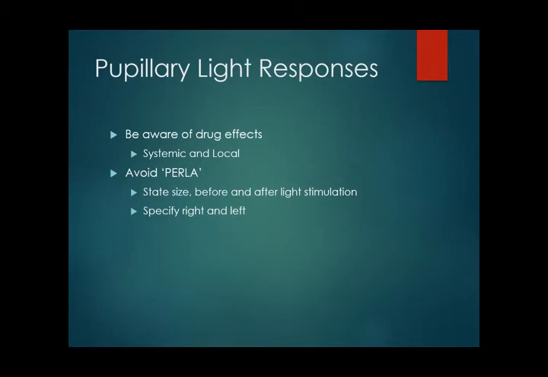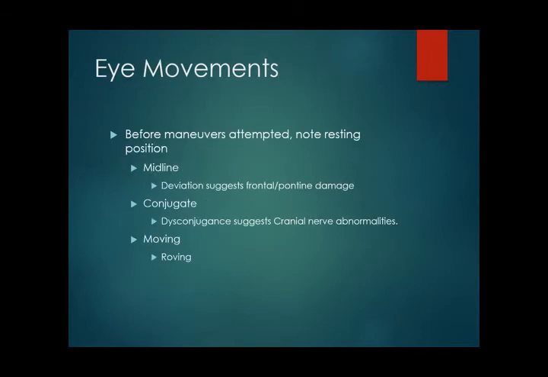If there is disconjugate deviation, like one eye deviated and one eye midline, it means there is some cranial nerve abnormality. And if the eyes are roving and moving side to side, it usually means that the brainstem is intact. And then again, come to the conjugate deviation of eyes.